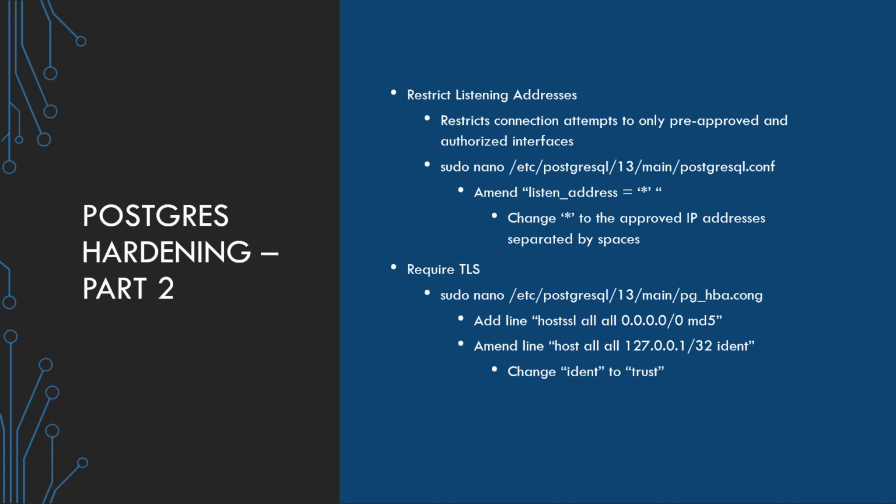You're going to add the line host ssl all 0.0.0.0, which is very long. It'll be at the very end that you'll edit, and then you're going to amend the line host all 127. You're going to change that ident to trust on that line, and that'll configure it to require our TLS certification that we should have. Some of us already have that on there. If you don't, you will soon. And that's it on this page.